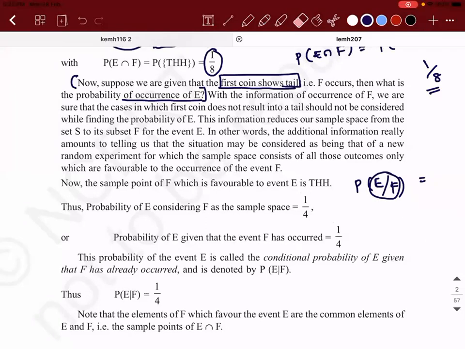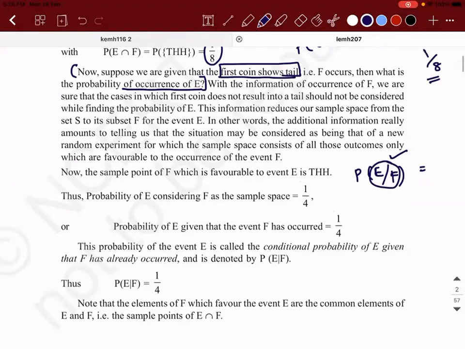Correct. So probability of E given F means, listen to this carefully. I am putting a condition that I am not concerned about the whole sample space. Rather, I am trying to restrict my sample space to which event? I am trying to restrict my sample space to F. Okay. So listen to this carefully. What is the basic definition of probability, guys? Favorable number of outcomes divided by the total number of outcomes, right? Correct?